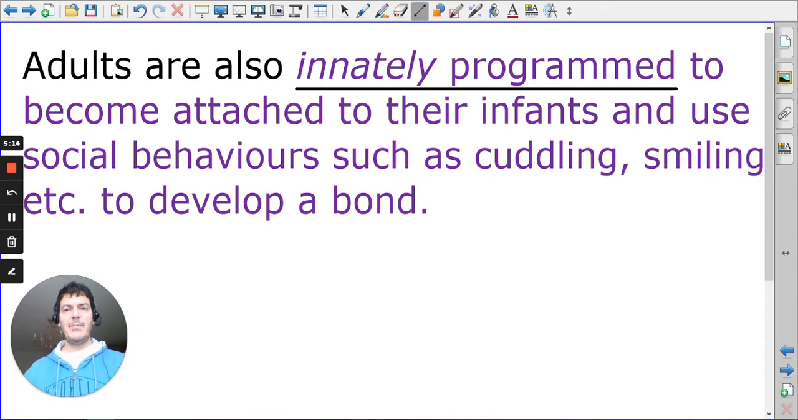And so the things that we typically do when we see a baby is we try and cuddle them, we smile at them, we make funny noises, we speak in a higher voice, we do all these things that are pretty much, and Bowlby would say it's innately programmed within us.